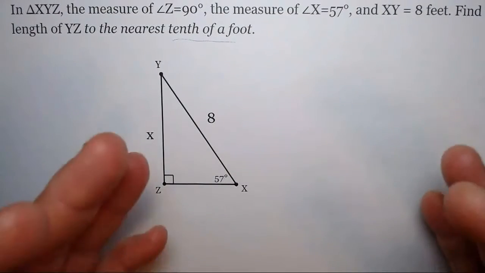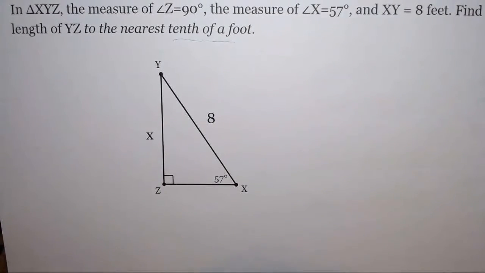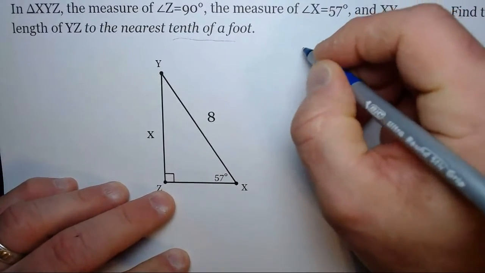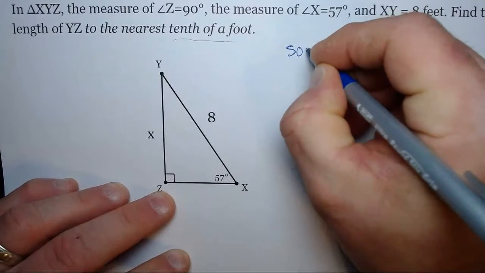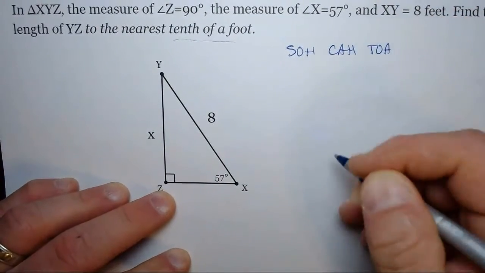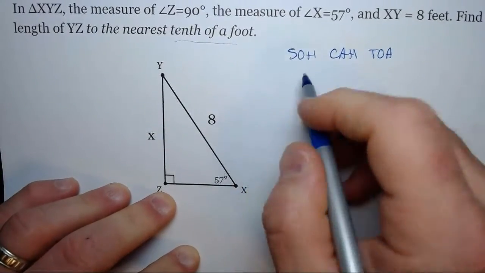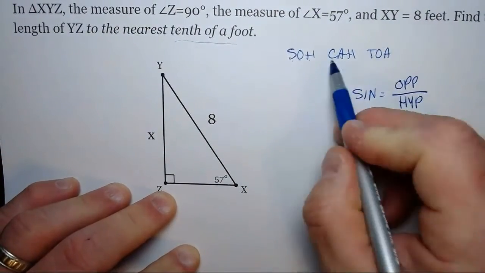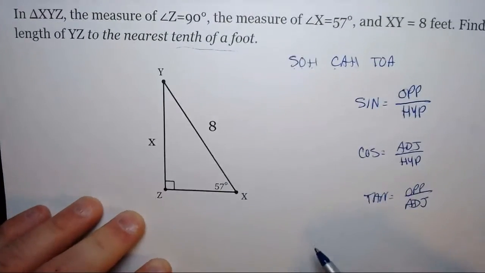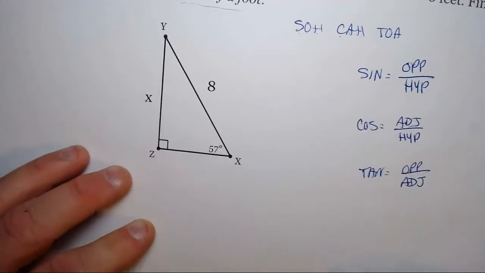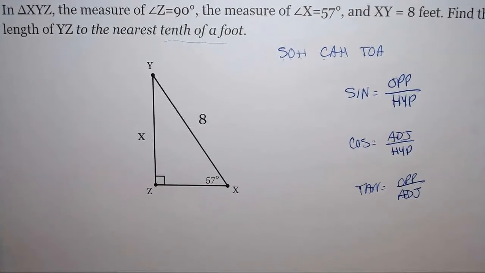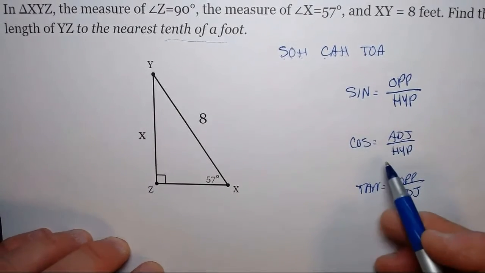So let's just jump right in. We have to decide what trig function we're going to use. I'm just going to list them real quick. I use this little memory trick called SOHCAHTOA. This reminds me that sine is opposite over hypotenuse, cosine is adjacent over hypotenuse, and tangent is opposite over adjacent. These are my three primary trig functions. And so I've got to figure out which ones I'm going to use, right?